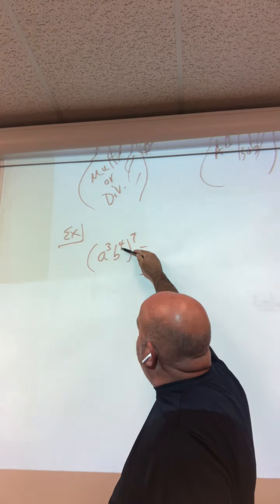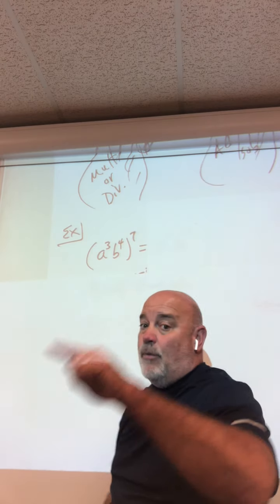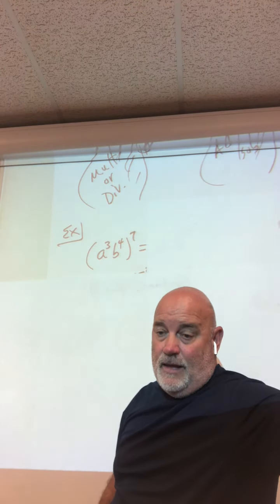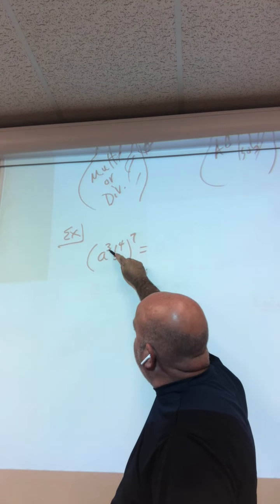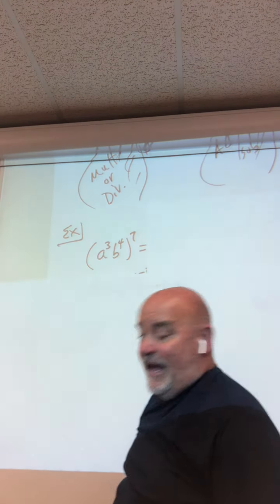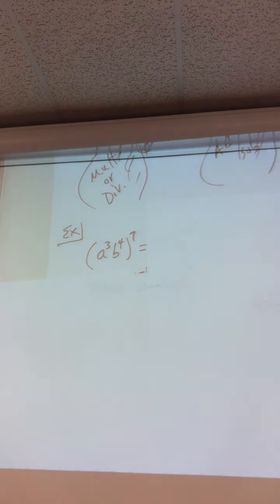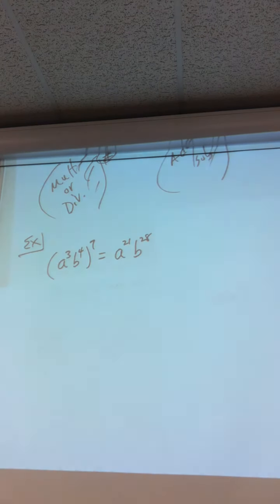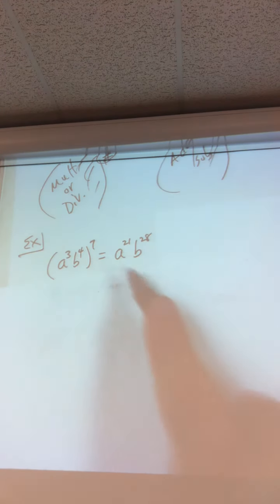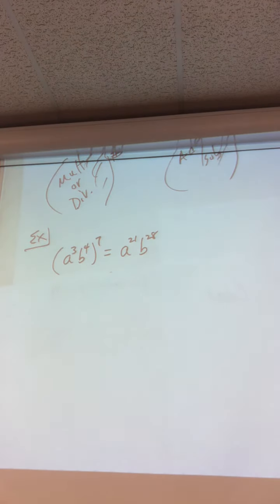So what is B to the fourth to the seventh? Power to a power, we multiply. So this would be B to the 28th. What's A to the third to the seventh? A to the 21st. Now, I can't do anything after that because these bases are different. So that is the answer to the problem. Okay, let's look at another one.